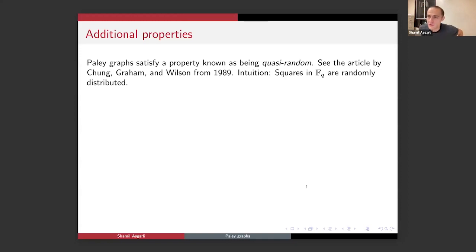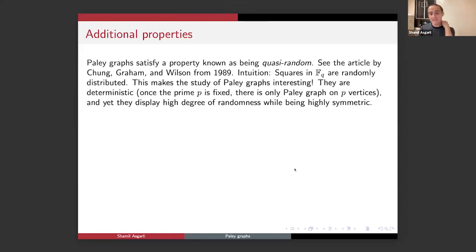So we know that in a finite field F_Q, half the elements are squares and half the elements are not squares, right? If you look at the non-zero elements, exactly half are squares and the other half are non-squares. And somehow what this is getting at is that the distribution of the squares and non-squares is completely random, or it looks random to us. And this is precisely why the study of Paley graphs is interesting.